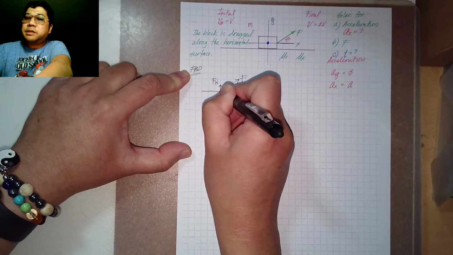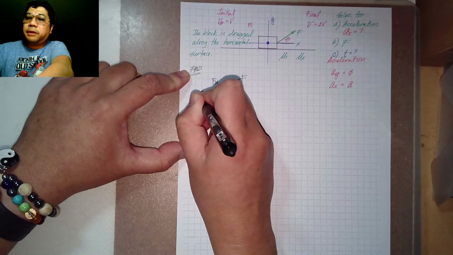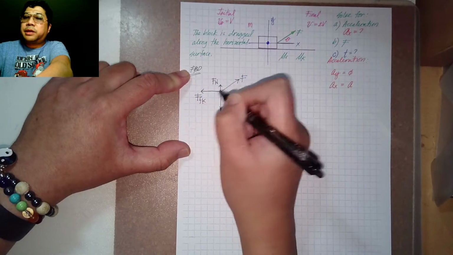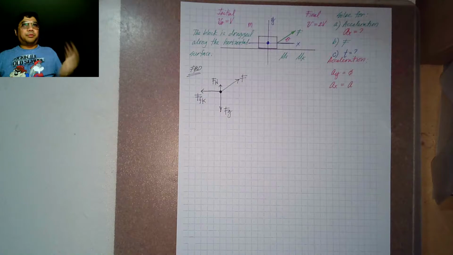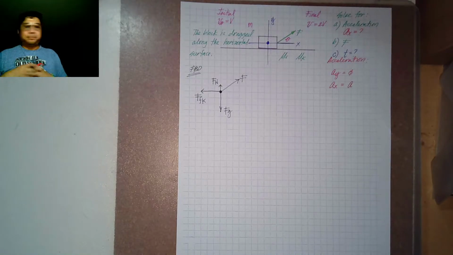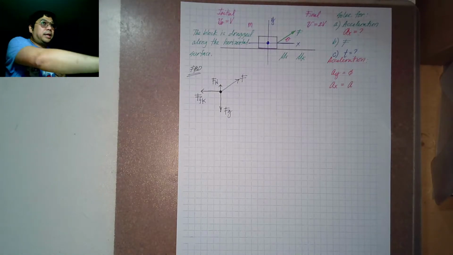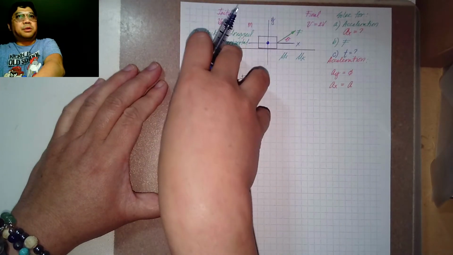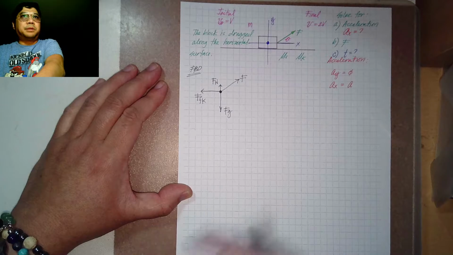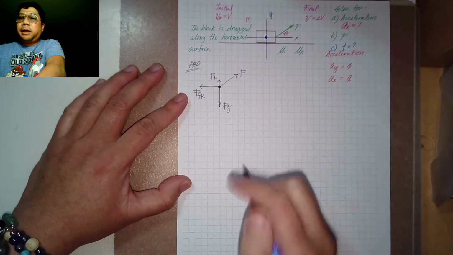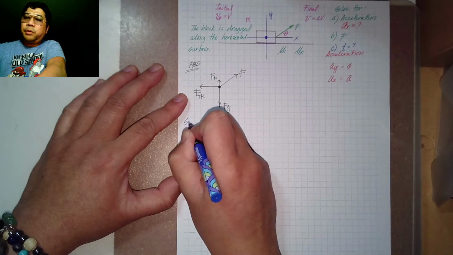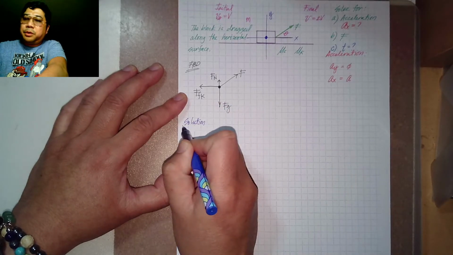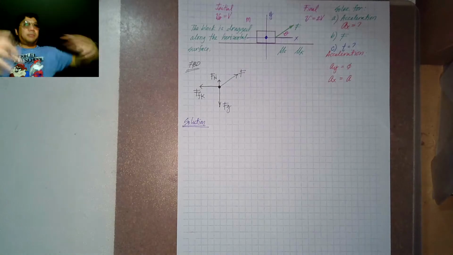Also, since the block is moving, the force of friction is definitely going to be considered kinetic friction. So we have the force of kinetic friction. Now, this is your free body diagram, the one for the person grading your work. The solution that follows is just for you, to analyze and come up with an answer.